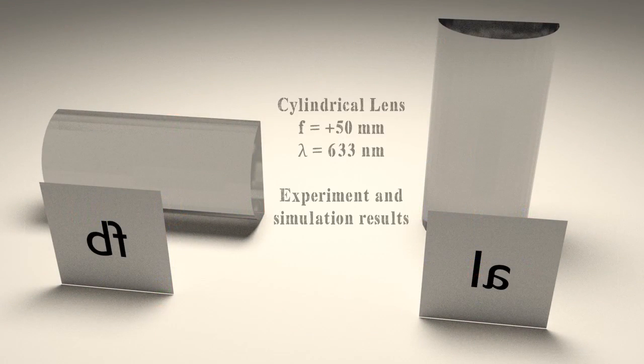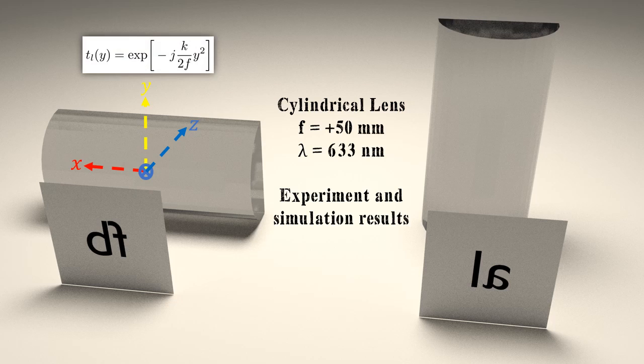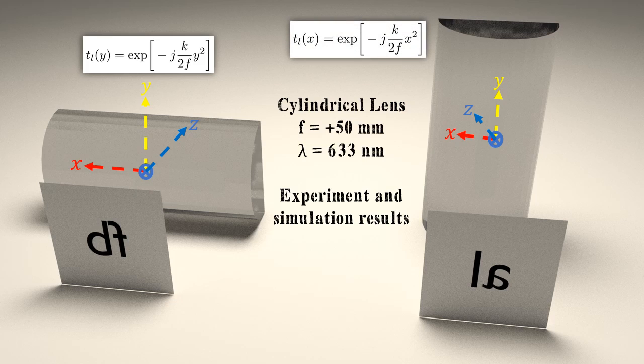Finally, let's look at the experiment and simulation results using a cylindrical lens with a focal length of positive 50 mm. Positive f means that the curved surface faces the input. We can extend the formulation of the phase transformation to the case of cylindrical lens as shown. Here, t sub l is a function of y only. For a change in orientation as shown on the right lens, the expression changes accordingly, and t sub l becomes a function of x only.